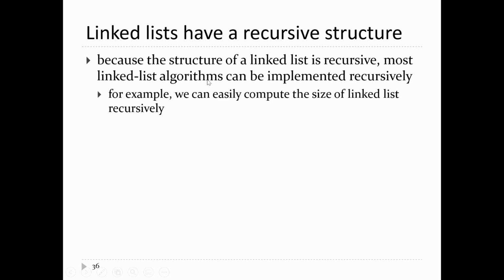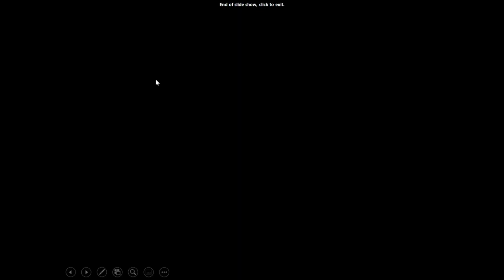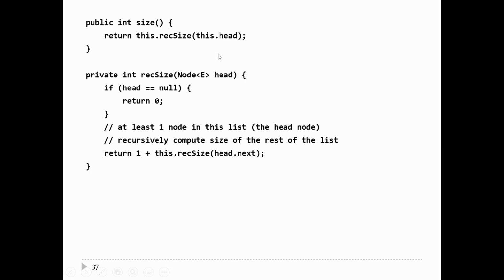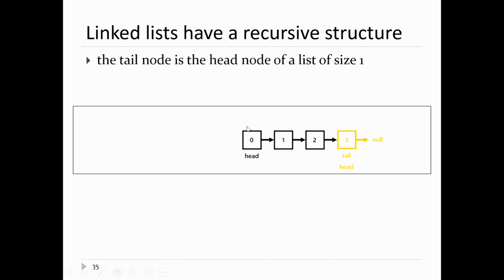Now, because the structure of a linked list is recursive, most of the list algorithms can be implemented recursively. So if you wanted to compute the size of a linked list recursively, it's pretty easy to do. You can make a recursive helper method called recursiveSize, which takes in a reference to a head node. Remember how this works: every node is a head node, the head of a list of size 4, size 3, size 2, size 1.